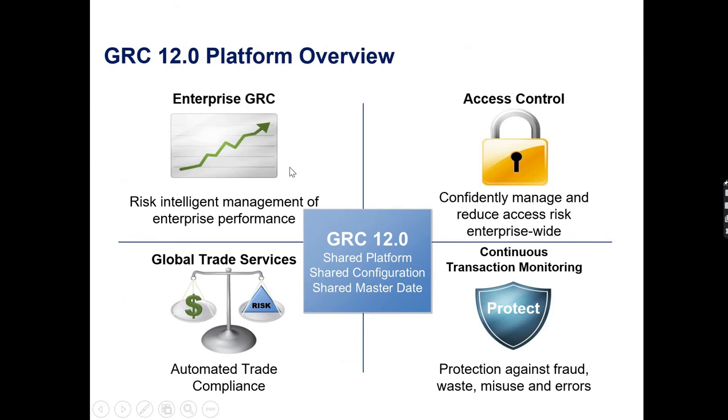This is about platform integration. Whenever we purchase GRC, access control, process control and risk management come together in the system. If you want to implement other GRC modules, such as global trade services, fraud management or audit management, those are separate modules which the client has to purchase separately from SAP. But if they purchase GRC, by default these three modules come together.